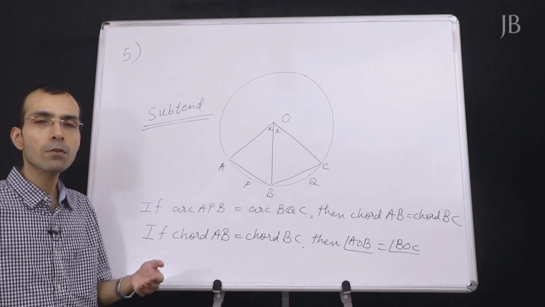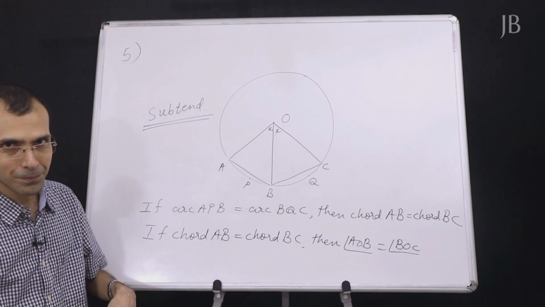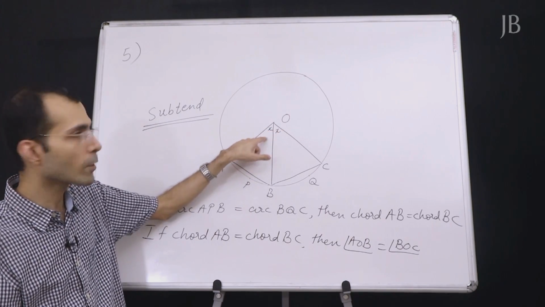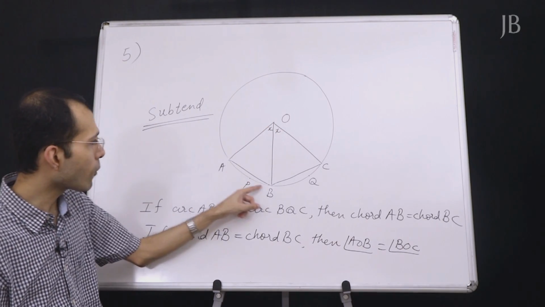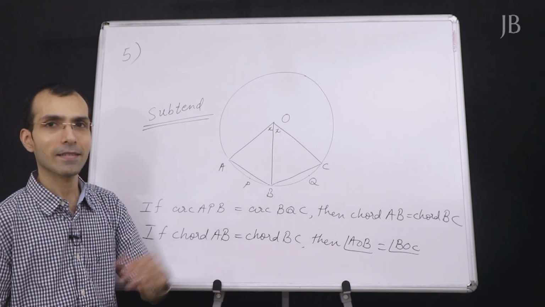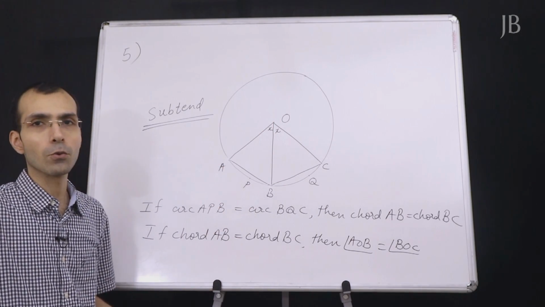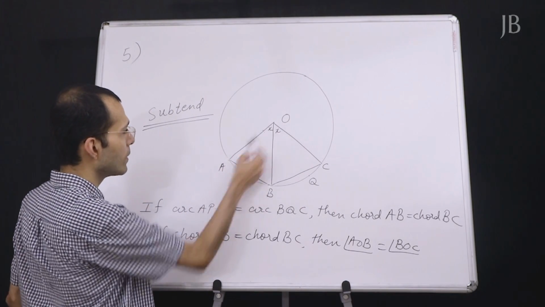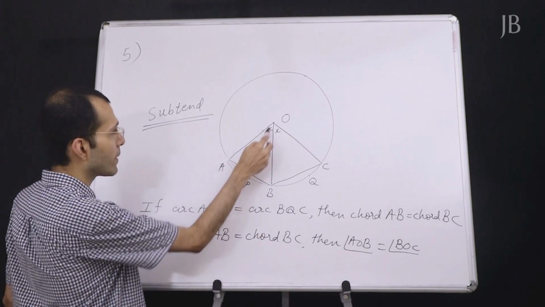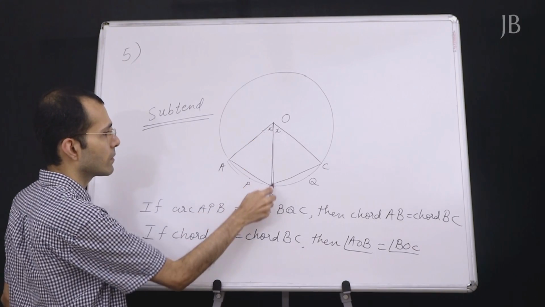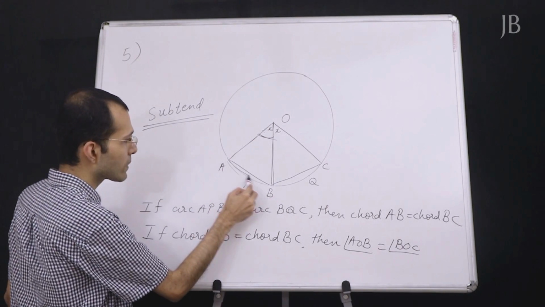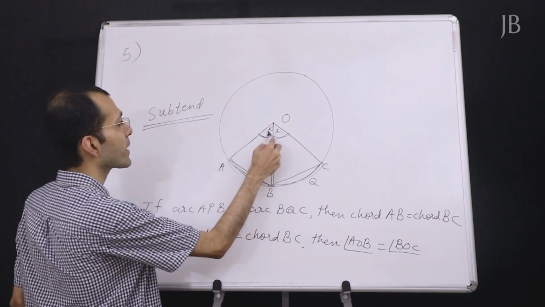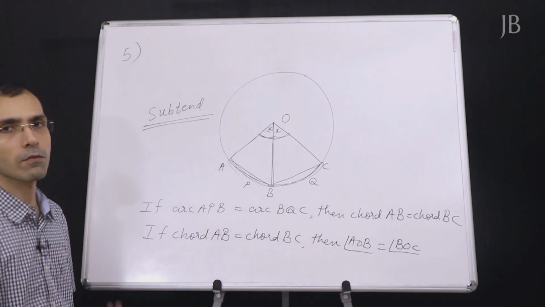We can also use the converse of it. If the angles at the center are equal, then they would form equal arcs. Reverse is also true. Converse is also true. So if two angles at the center are equal, like this is the angle, then they would subtend equal arcs if these two angles are equal. So that would be the converse of it.